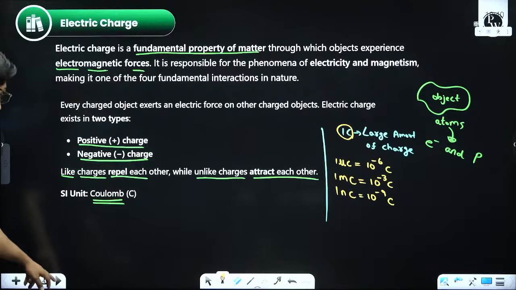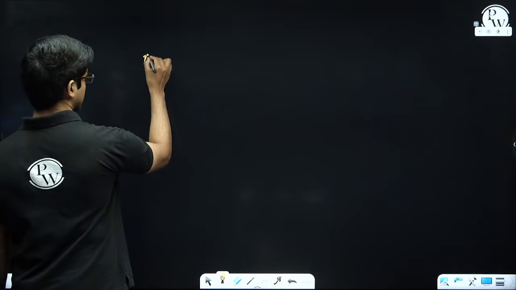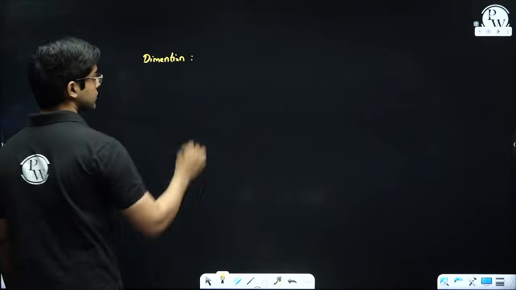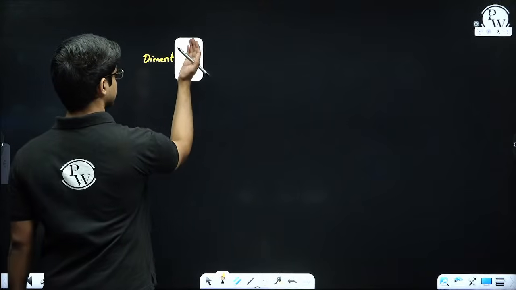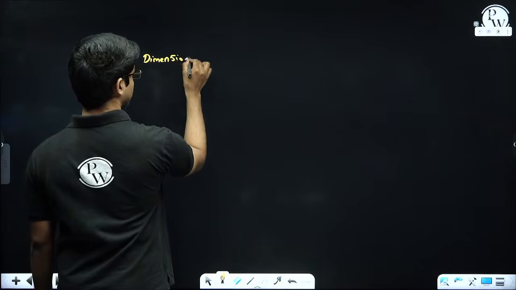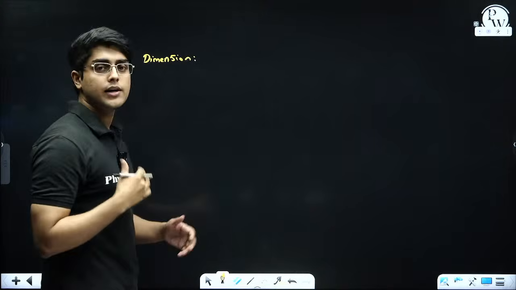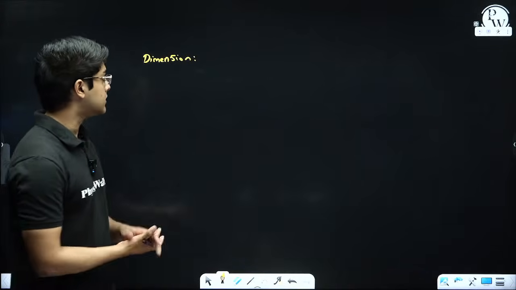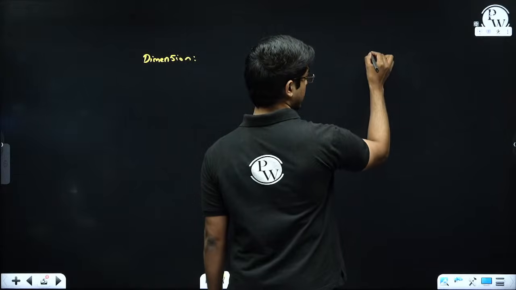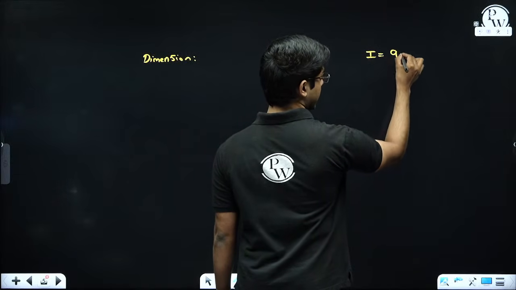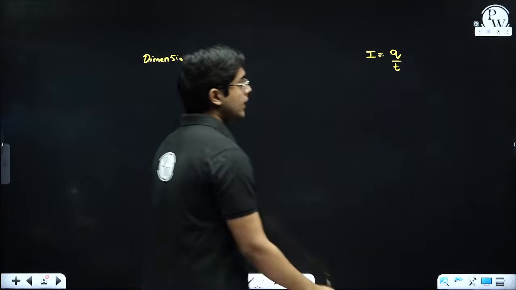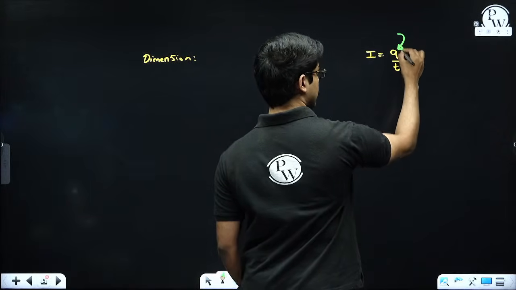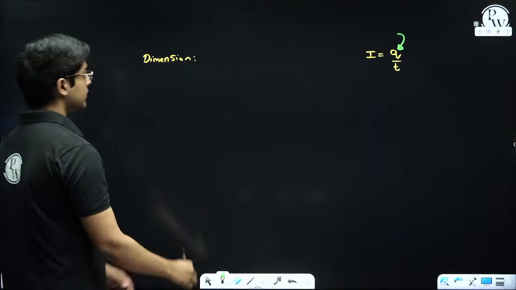The other question that could be asked is the dimension of charge. Whenever a dimension is asked, you should always relate it to some other formula which you know. In class 10th, you would have learned the formula for current. Current was basically the ratio of charge over time. So in this formula we have charge present, and we can get the dimension of charge using this result.